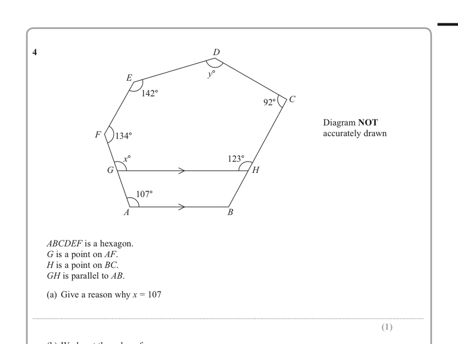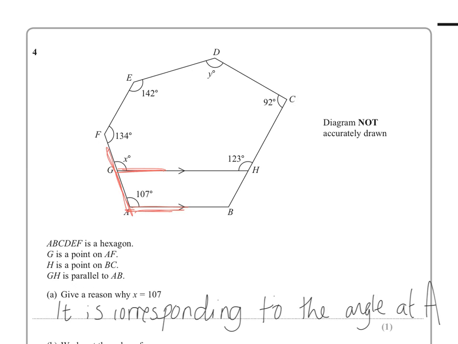Give a reason why x is 107 degrees. Well, let's say corresponding angle. I've got 2 parallel lines here. Some people like to think of it as an F angle. Technical name, corresponding angle. So x equals 107 degrees. My reason being, it is corresponding to the angle at A.